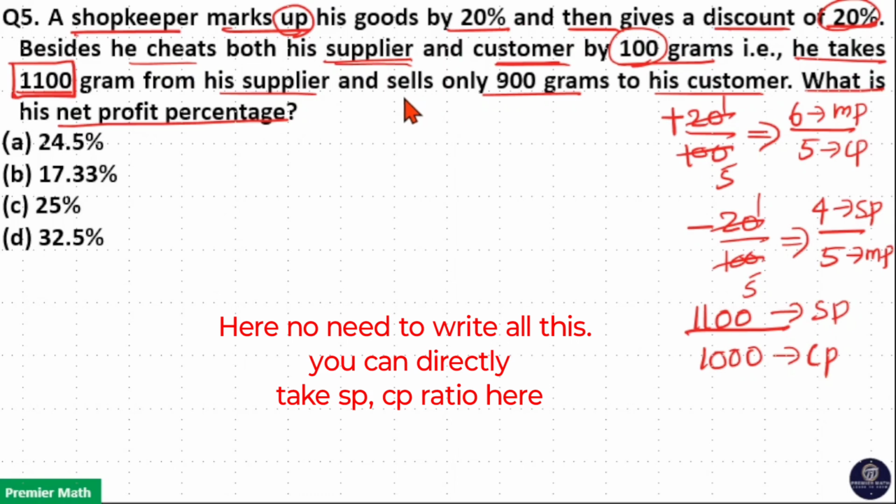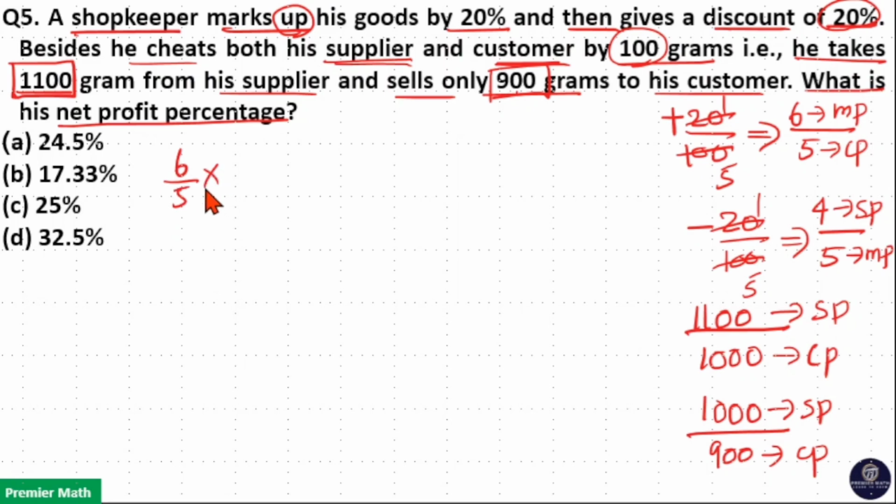Now, he sells only 900 grams to his customer, means when a customer buys 1000 grams, he will give 900 grams. That is, he is actually getting money for 1000 grams, but he only gave 900 grams. So in both the cases, he is making profit. So multiply all these 4 ratios together. That is 6/5 into 4/5 into 1100 by 1000 into 1000/900.